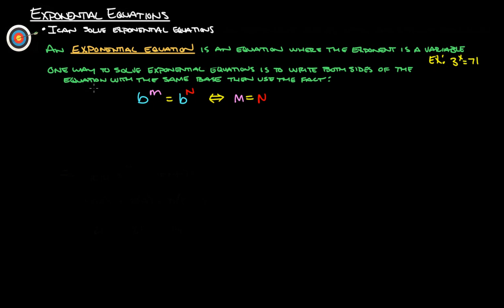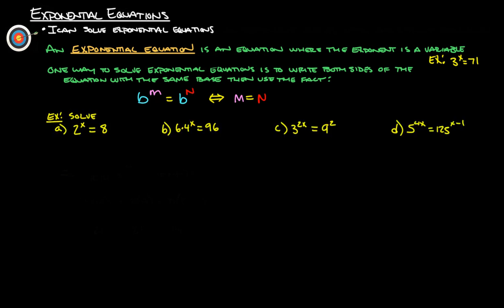Okay? One way to solve exponential equations is to write both sides of the equation with the same base and then use the fact that if you've got base to the m power equals base to another power, those two things have to equal each other, right? Because the bases are the same, so the m has to equal the n. Okay? For example, we've got solve 2 to the x equals 8.